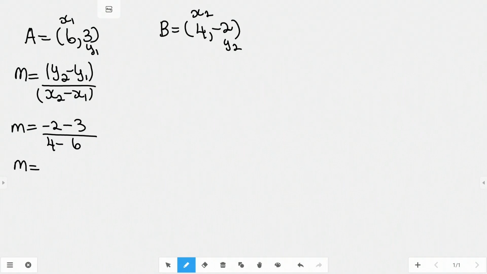So m is equal to negative 2 take away 3 is equal to negative 5 all over 4 take away 6 is negative 2. Now we know when we're dividing two negatives, they cancel out and they become positive. So the gradient of this line is m is equal to 5 over 2, or we could say m is equal to 2.5. Good.